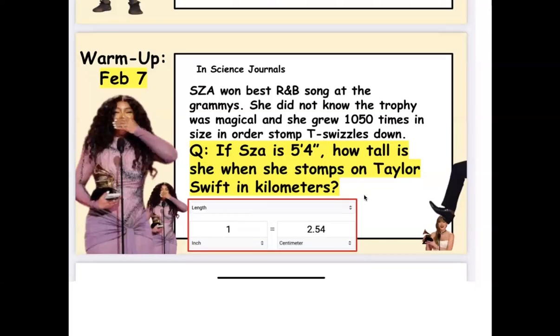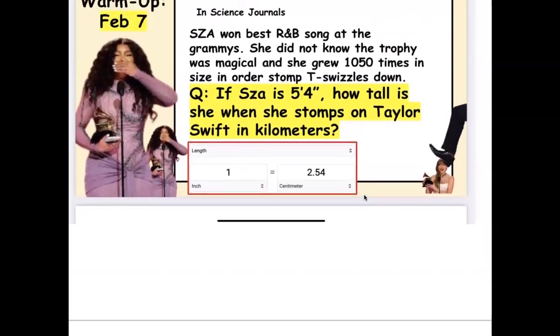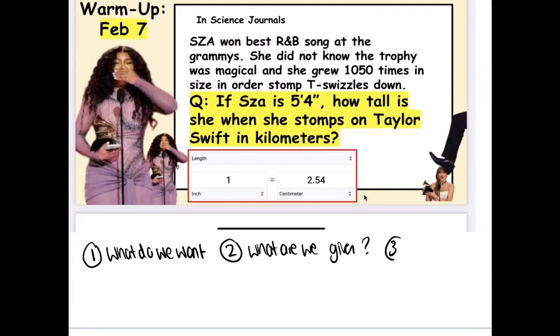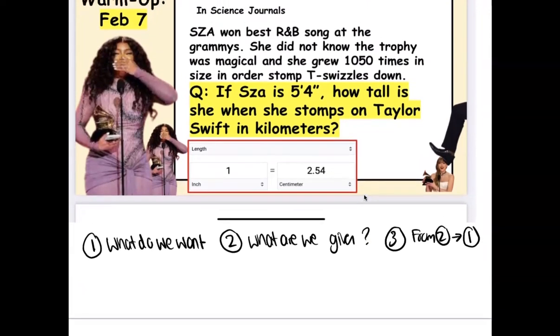Okay, so the way I taught class, how I approach these problems, is I break it down into: 1, what do we want? 2, what are we given? And 3, the math that we need to do to get from 2 to 1. Okay? So in this problem, what do we want to find? Correct. We want to know how tall she is in kilometers. SZA in kilometers. Step 2, what are we given?